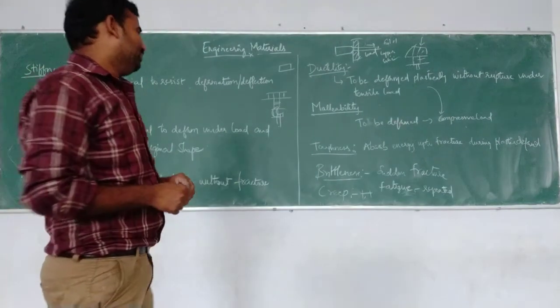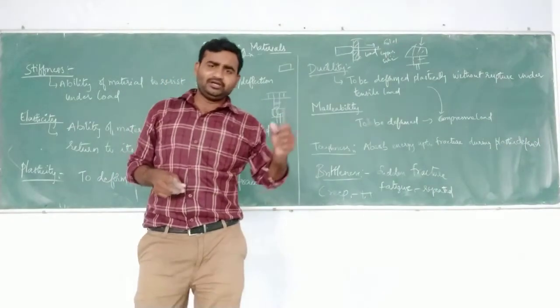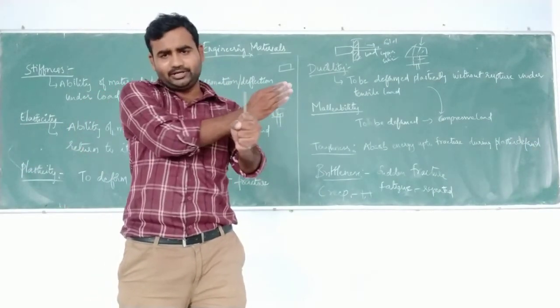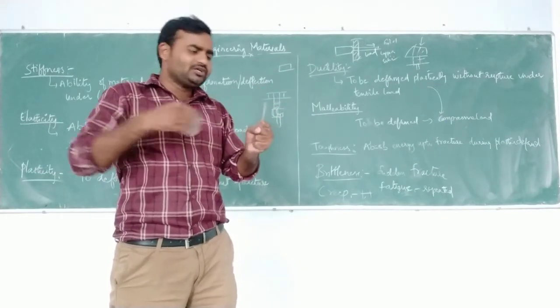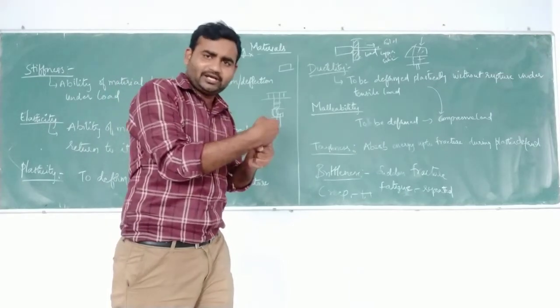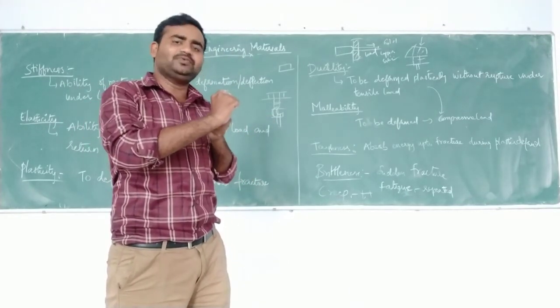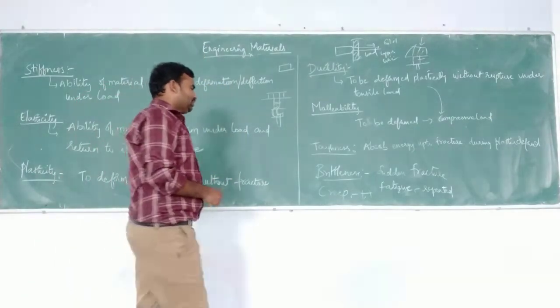Next, brittleness means, as I have discussed before, if I hold a material and give a sudden shock or a sudden load on it, then what happens? If it breaks immediately, it is a brittle material, or else if it just bends, meaning it is deformed, then it is called a tough material.